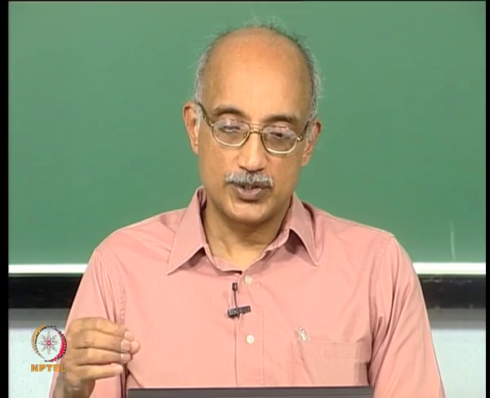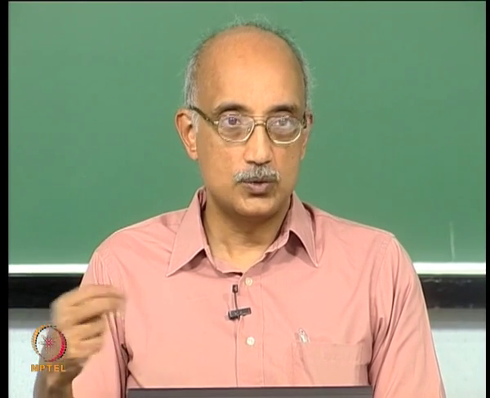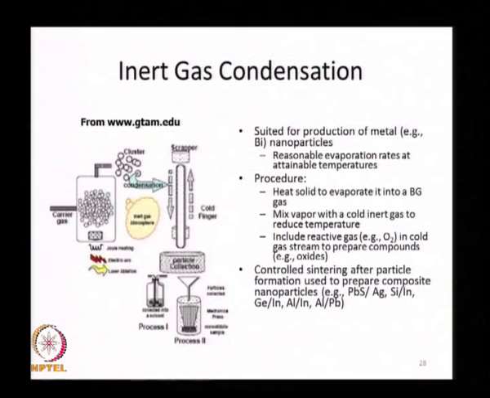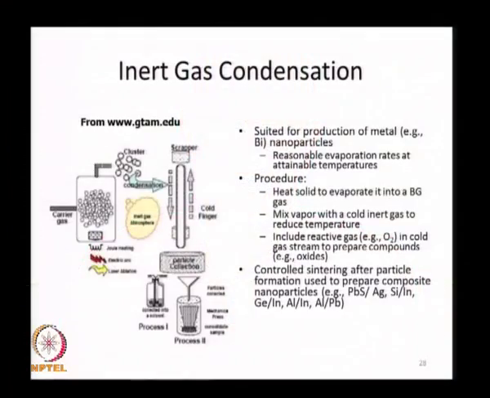So, here the procedure is to heat the solid and evaporate it into a background gas, mix the vapor with a cold inert gas to reduce the temperature, and then essentially you introduce reactive gases in the cold gas stream to prepare compounds, if you like. For example, if you are trying to make a nano oxide, you can do that by introducing a stream of reactive gas into the cold gas stream.